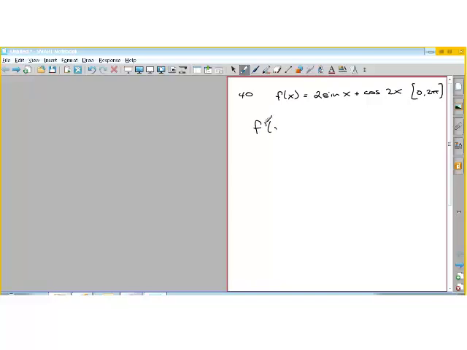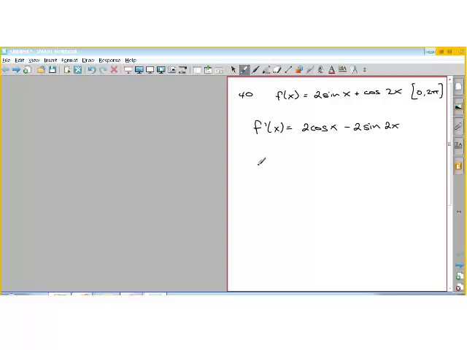Okay, so first derivative. It's going to be 2 cosine of x. That's because the derivative of the sine is the cosine. And the derivative of the cosine is negative the sine. But because we have cosine of 2x instead of just cosine of x, we use the chain rule, which means that the 2, that constant, is out front, and you multiply by the derivative of this cosine, which is negative the sine. So that is the first derivative.